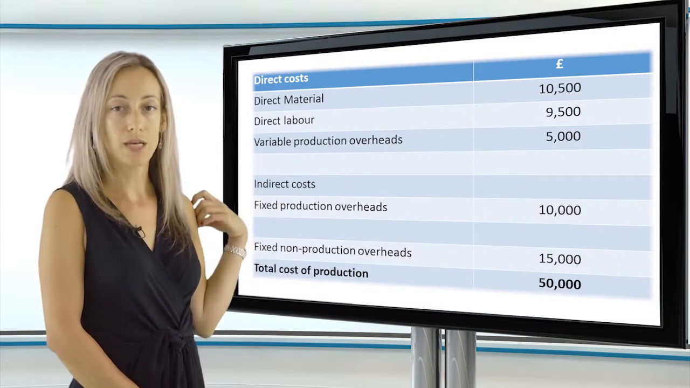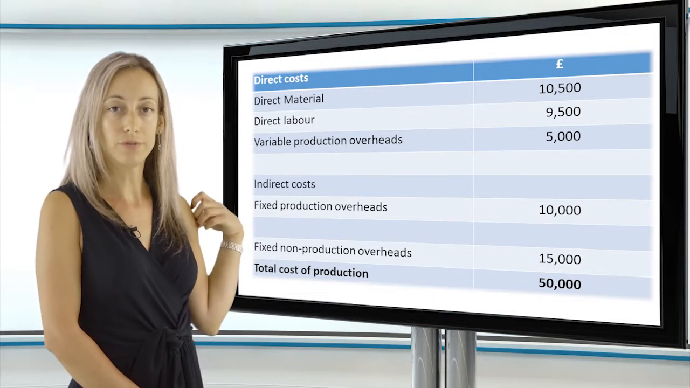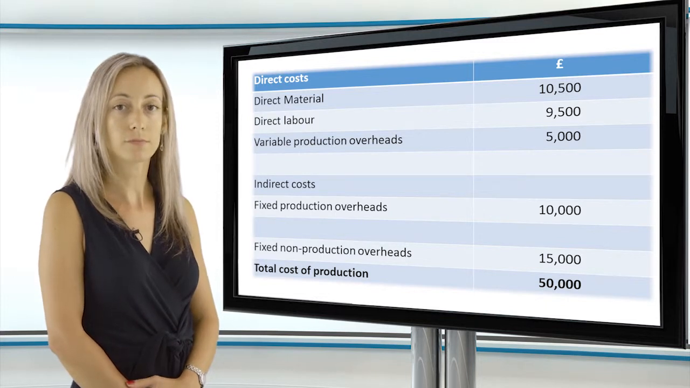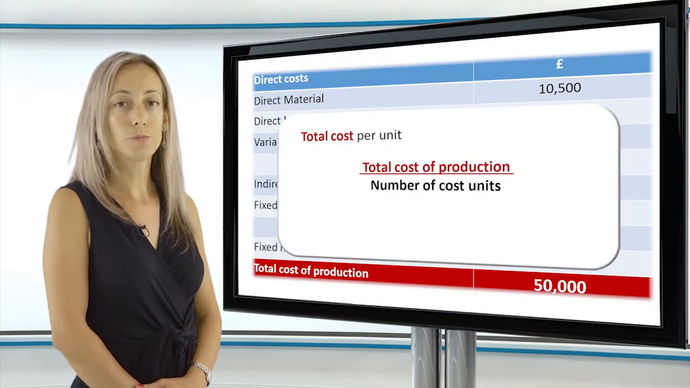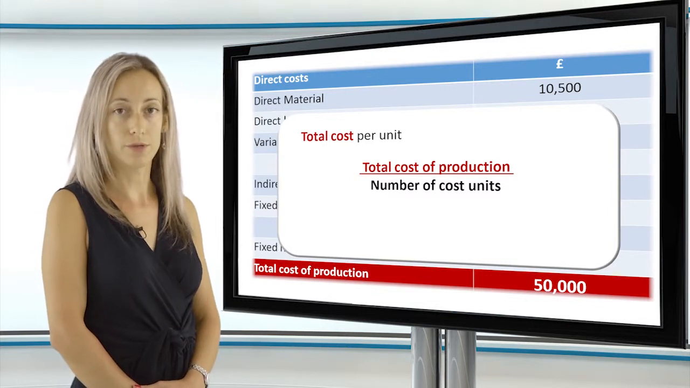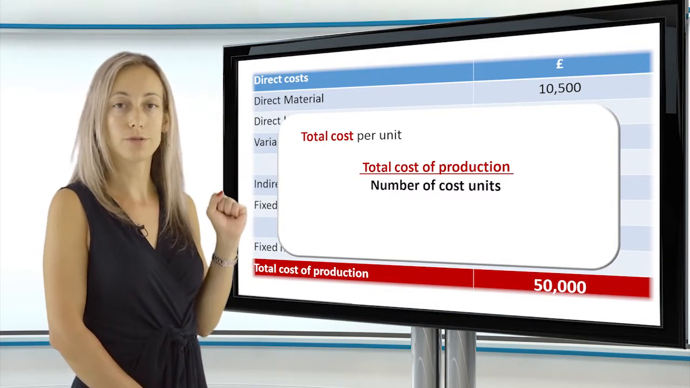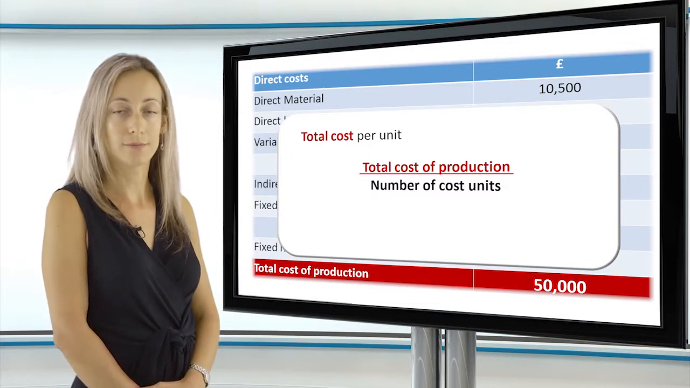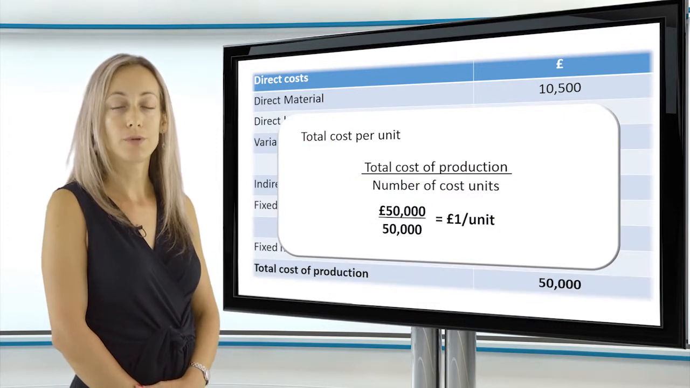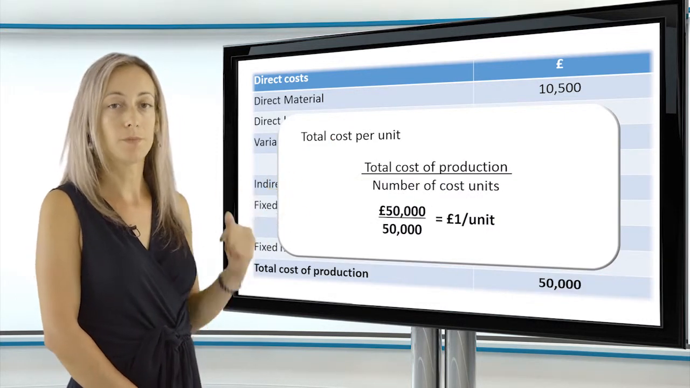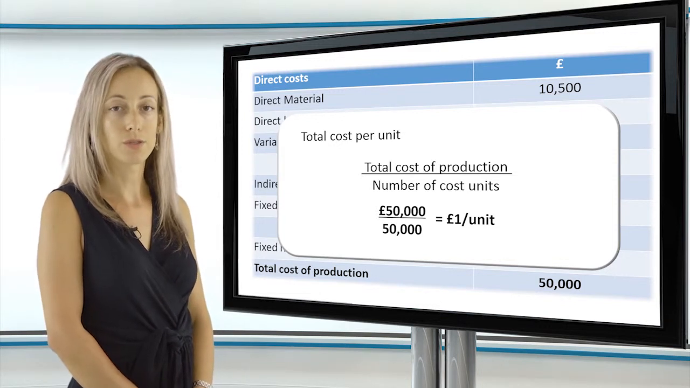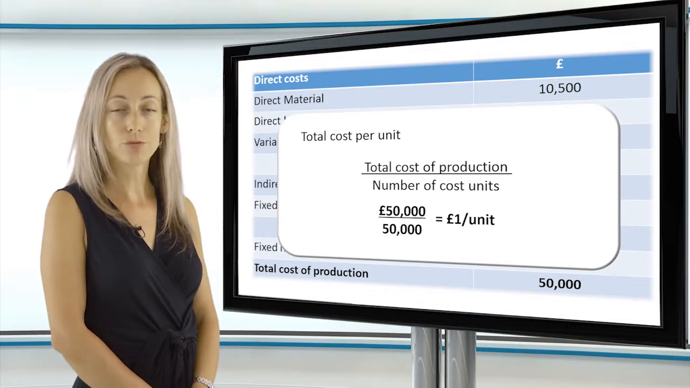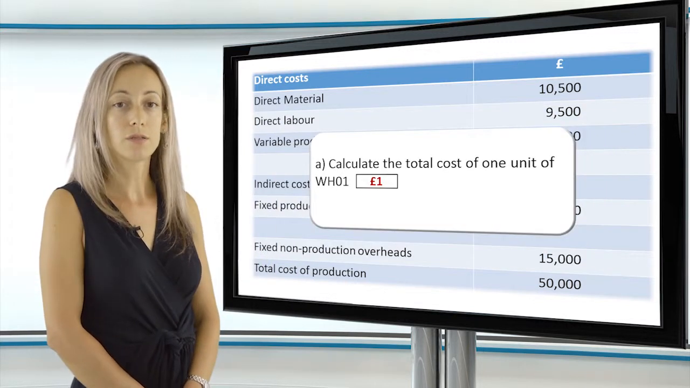Now this is the cost information, and we know that the number of units, the volume of output in this batch, is 50,000. Getting the total cost per unit, as we said already, means we just take the total cost of the batch and we divide it by the number of cost units in it. Alright, well, the total cost is given. We can see at the bottom of the table it's £50,000. So we divide the £50,000 by the 50,000 units of production and we get a cost per unit of £1.